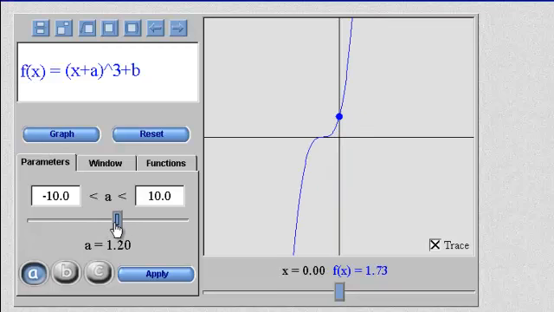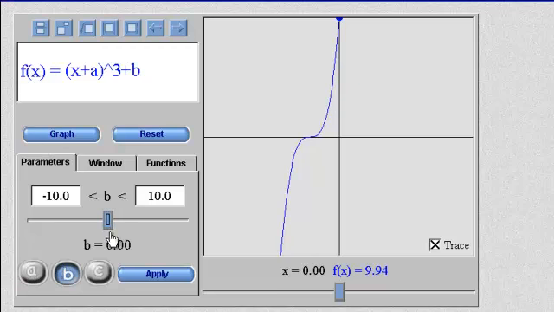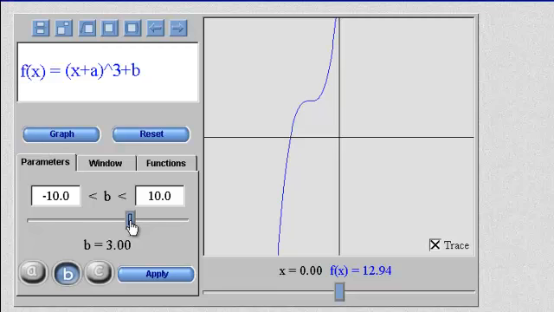And what happens if I have an A of about 2, and a B that's about 3? You can see that it takes the exact same shape and shifts it both to the left 2 and up 3.